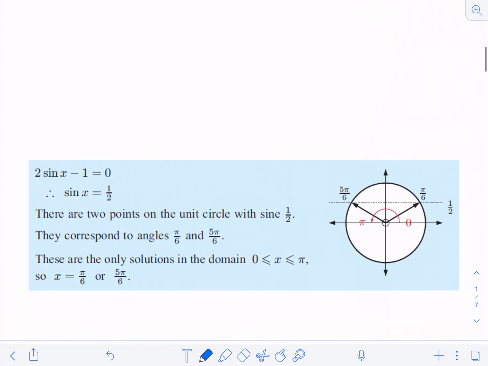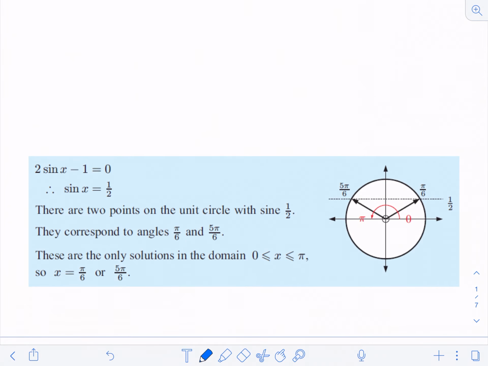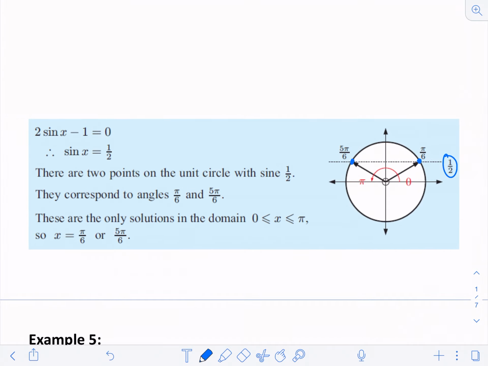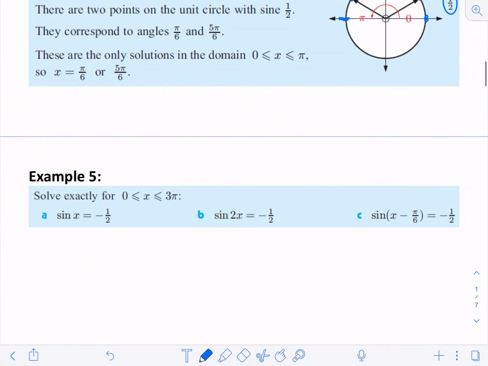The answers are in your book as well, but I just want to show them on the unit circle. Here we go, where we have pi over 6 and 5 pi over 6, and both of these have a sine value of 1/2, so those are my answers. Both of those are, of course, in the range from 0 all the way to pi, so as a result, those are both of our answers. Okay, let's try another one.